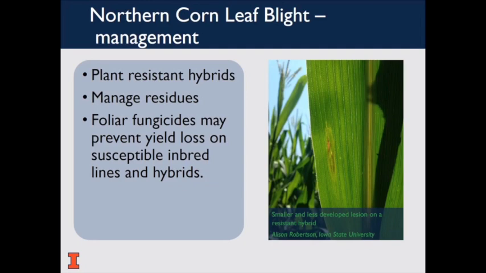Resistant hybrids are the most effective means of controlling northern corn leaf blight. Decrease overwintering inoculum by managing crop residues and rotating crops. Scout susceptible inbred corn lines in hybrid seed corn fields just prior to tassel emergence. Significant yield loss may occur if the lower 3 leaves are infected before tasseling to 2 weeks after tasseling. Foliar fungicides may be needed to prevent yield loss.